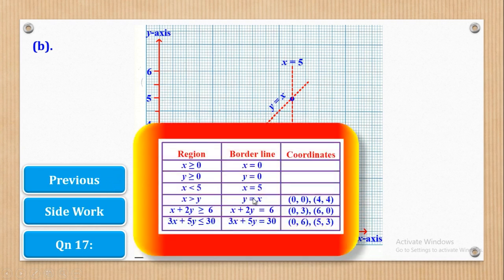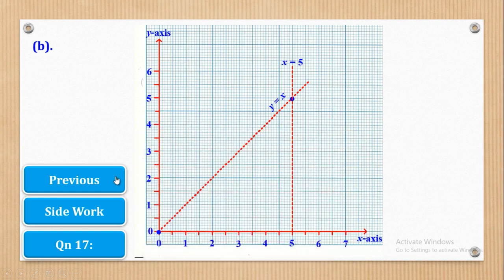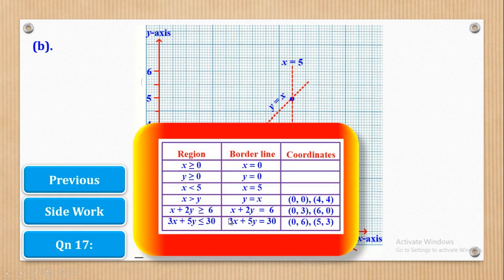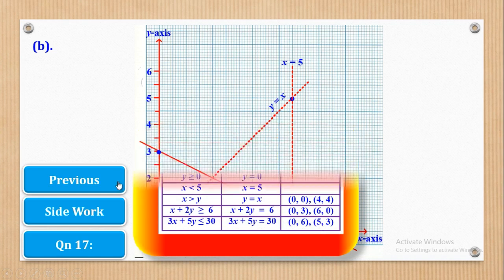So next we'll be drawing the line x plus 2y equal to 6, but this line is not dotted, it's a full line, and we shall use points 0, 3 and 6, 0. So let's do it. Those are the points and that is the line. It is full, it is not dotted, you should note that. Okay, we have already finished drawing that. Now next we will be drawing the line 3x plus 5y equal to 30, and shall use points 0, 6 and 5, 3. Let's do it.